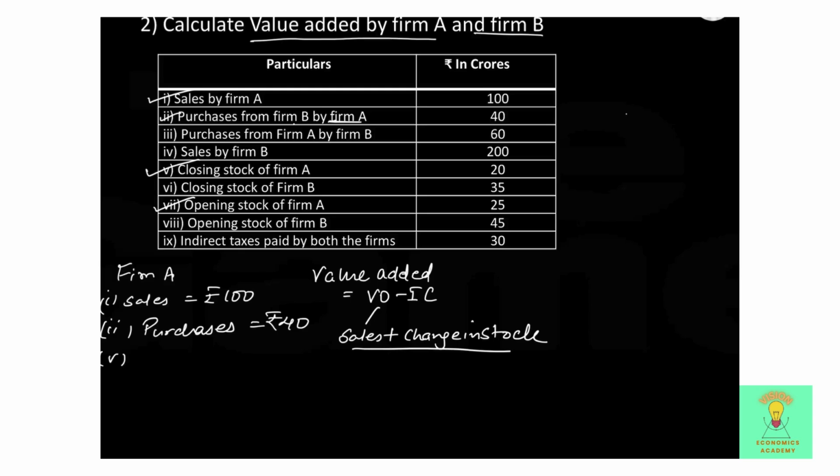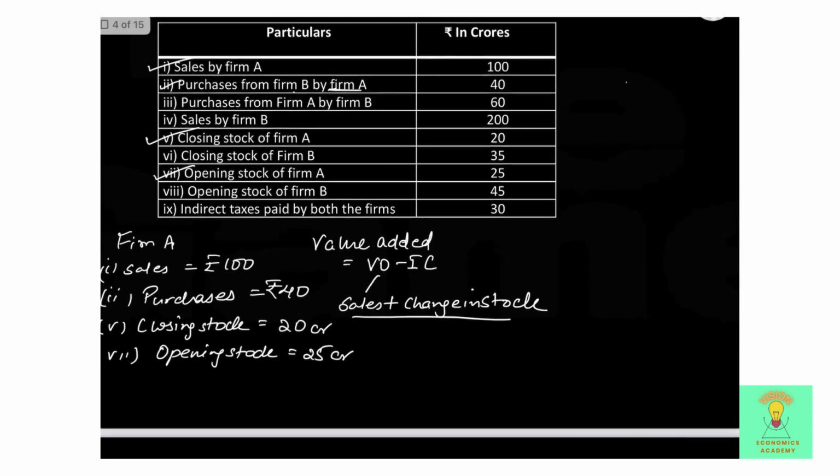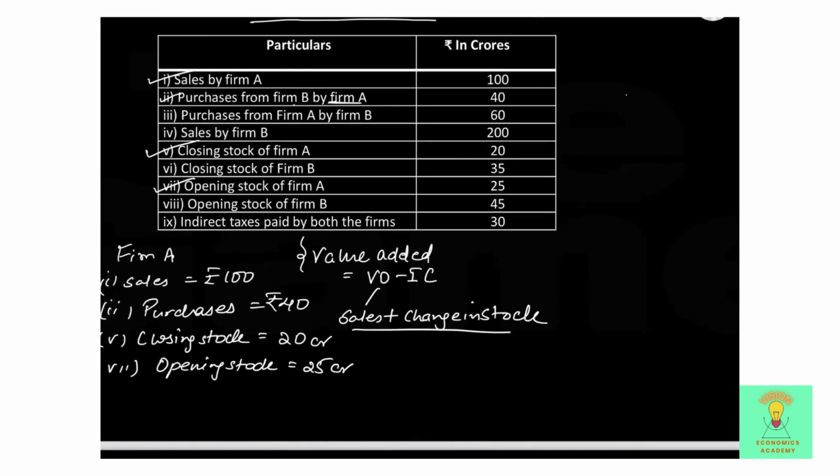So number 5, closing stock, okay, and that is worth value 20 crores. Then opening stock is 25 crores, right? Now as we have already discussed, value added is value of output minus intermediate consumption.